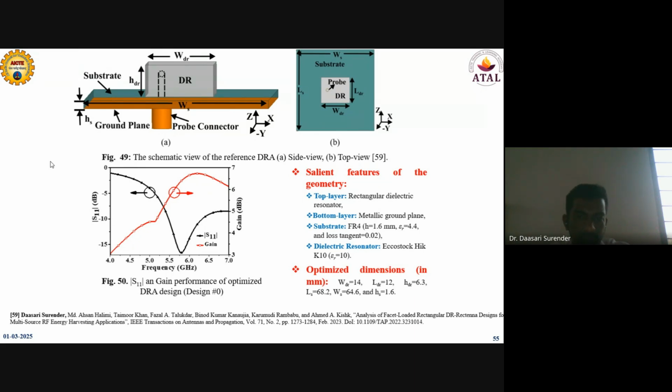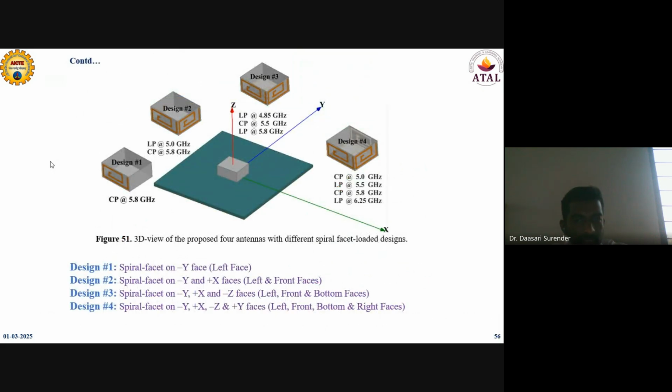Here we can see the gain performance of the optimized DRA antenna. Here we do not use any spiral facet on any face of the dielectric resonator antenna. So this is the basic design 0, which is operating at 5.8 gigahertz with a gain of around 7 dBi. And these are what we have implemented in this paper.